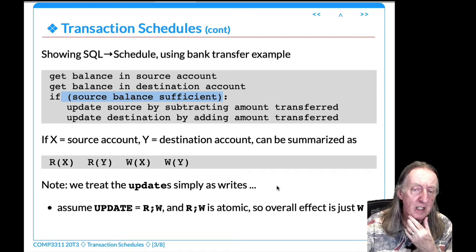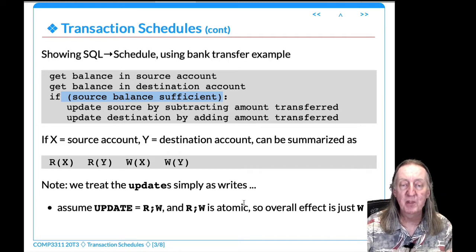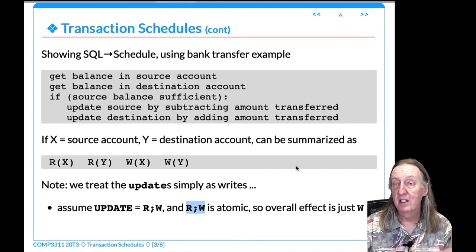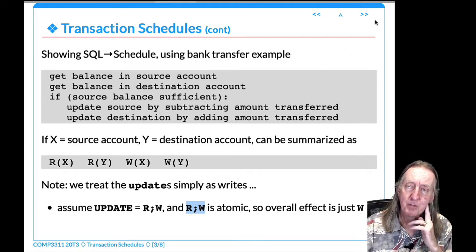Now notice that I said a couple of slides ago that an update involved read and write. Here I've only written the W part of that, and the assumption is that, sure, an update is a read followed by a write, a read followed by changing the tuple and then writing it back out again. We assume that an update itself is an atomic operation. So overall what we observe is simply the write component. That's the important component as far as concurrency is concerned.